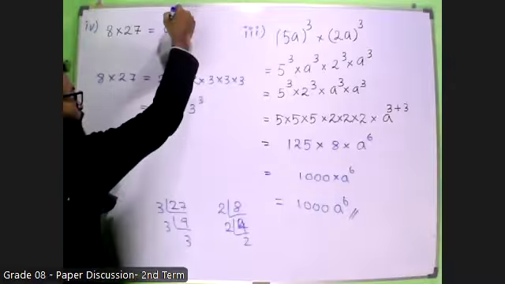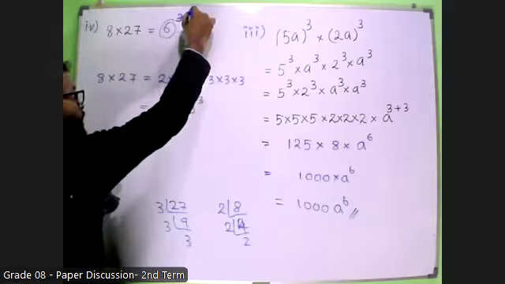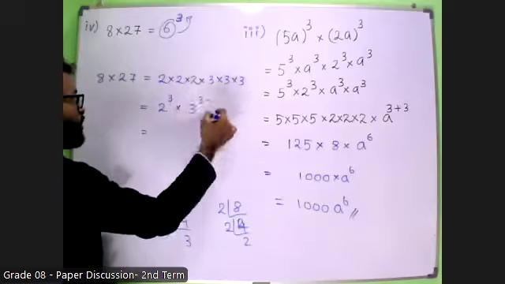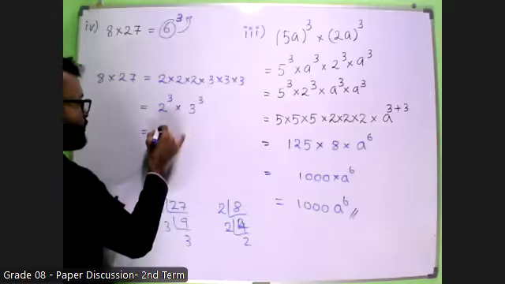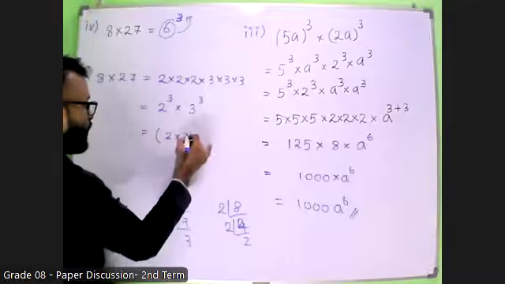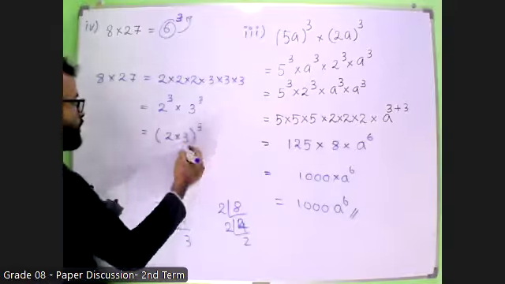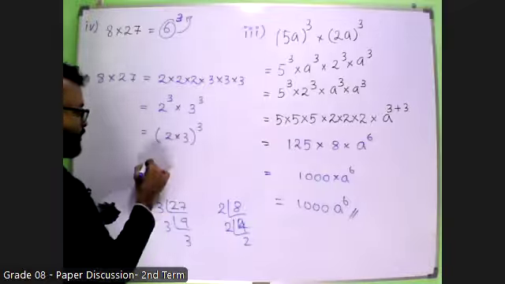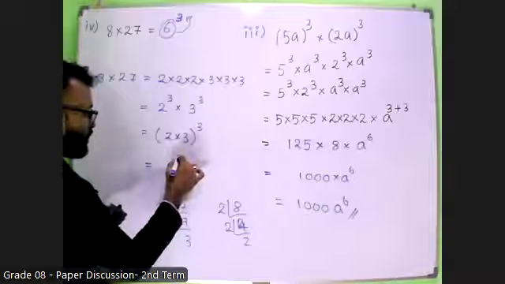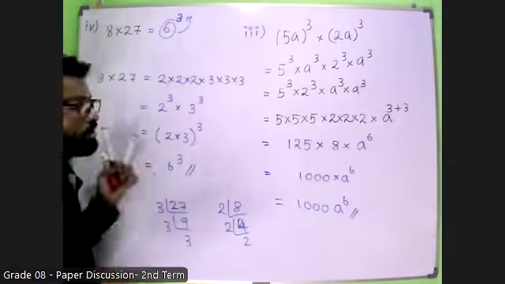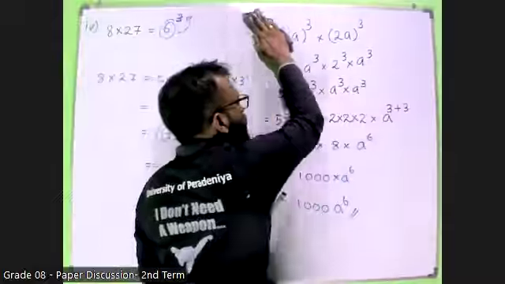So now you have to obtain 6 to the power 3. Power 3 is already here, so I can write this as 2 times 3, to the power 3. 2 times 3 means 6. So this is the way that you need to do that.